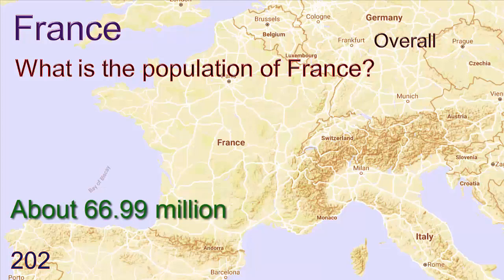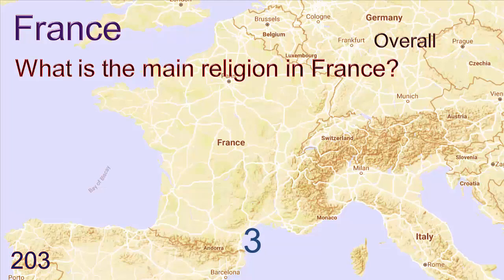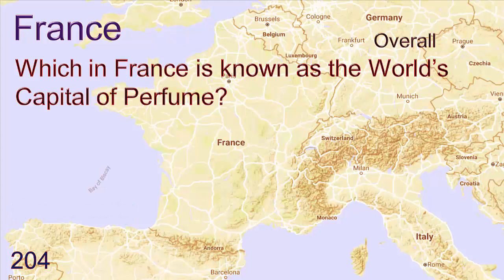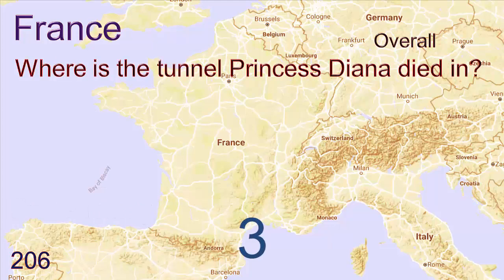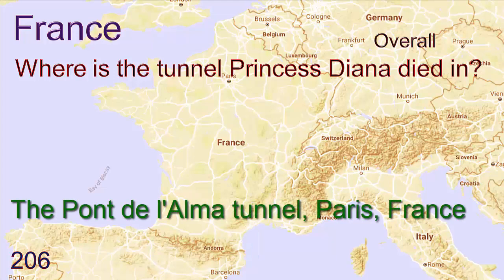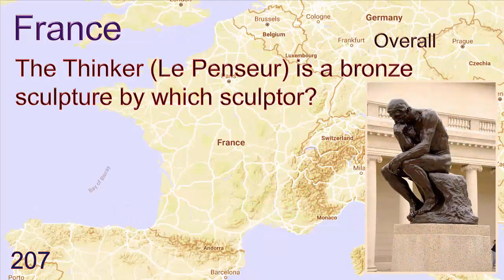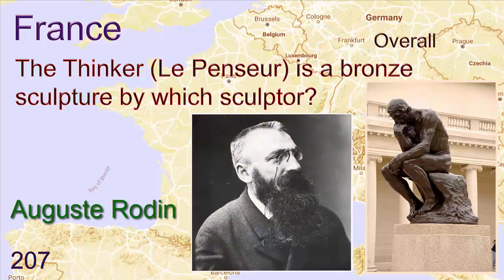What is the population of France? About 66.99 million. What is the main religion in France? Christianity. Which city in France is known as the world's capital of perfume? Grasse, France. Which army was the first to use camouflage? The French army. Where is the tunnel in which Princess Diana died? The Pont de l'Alma Tunnel, Paris, France. The Thinker is a bronze sculpture by which sculptor? Auguste Rodin. The previous name of the sculpture The Thinker was The Poet.